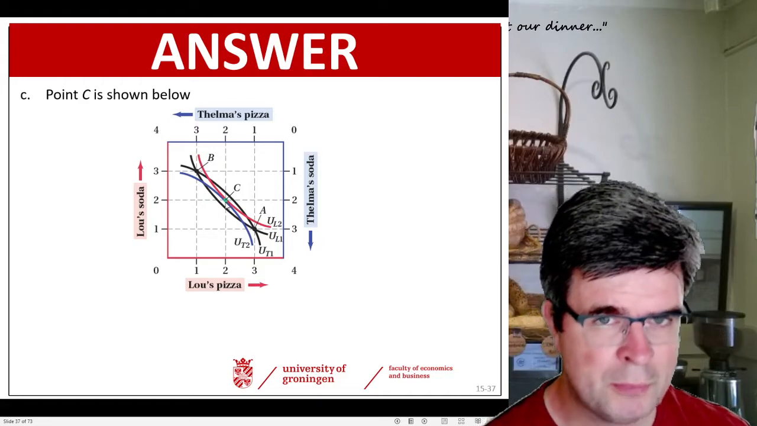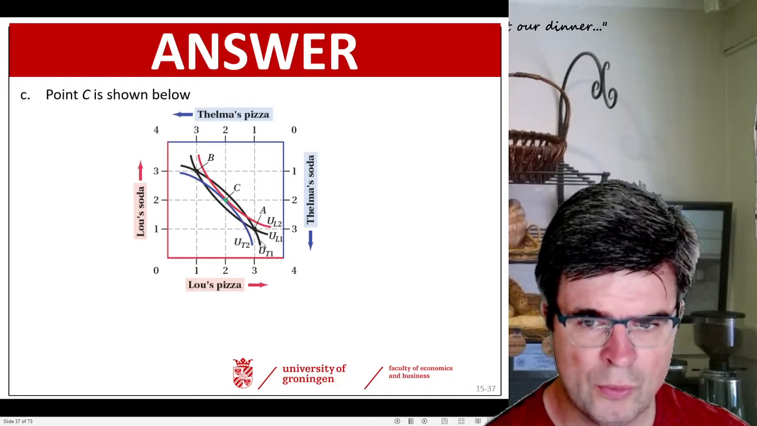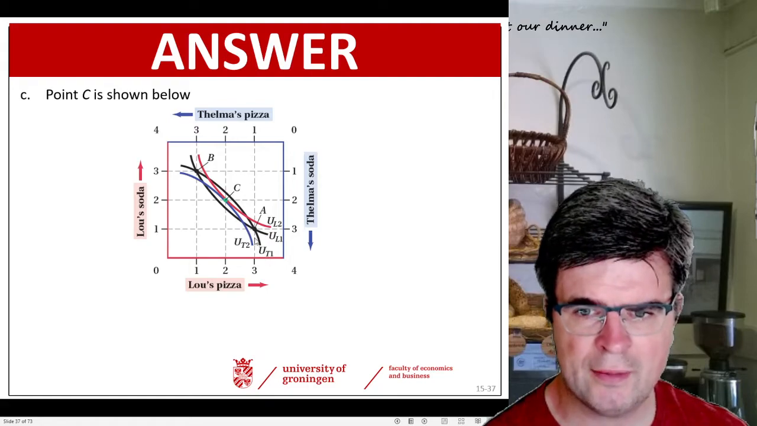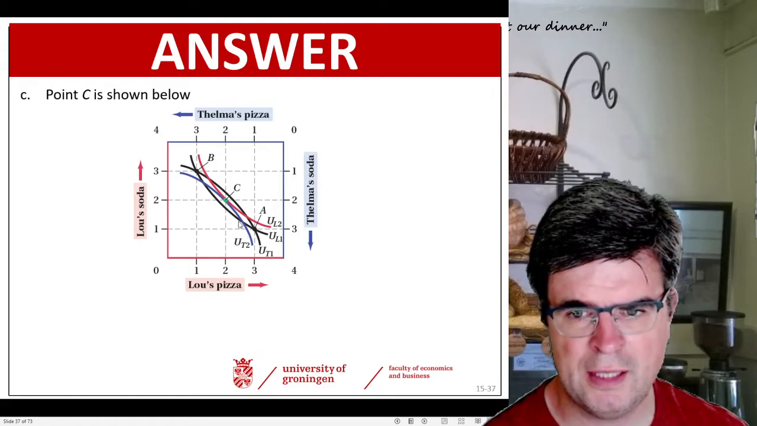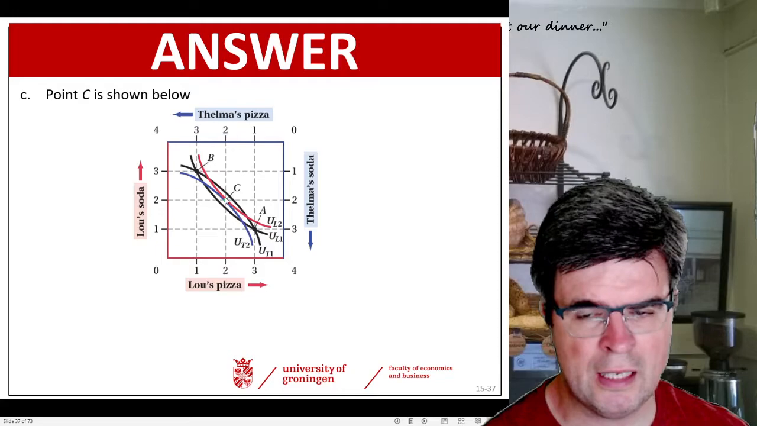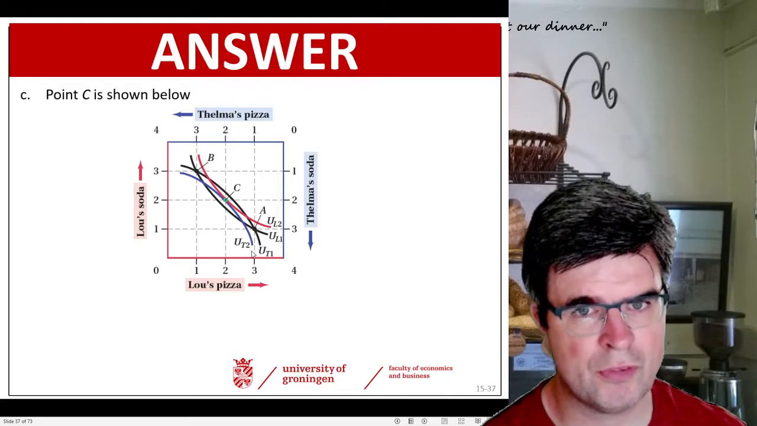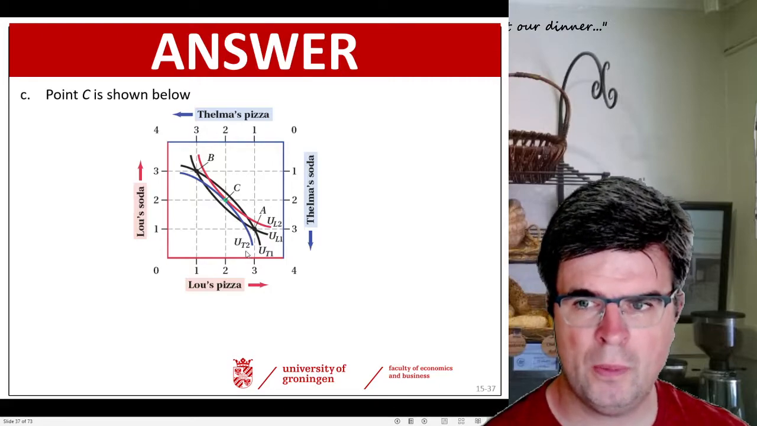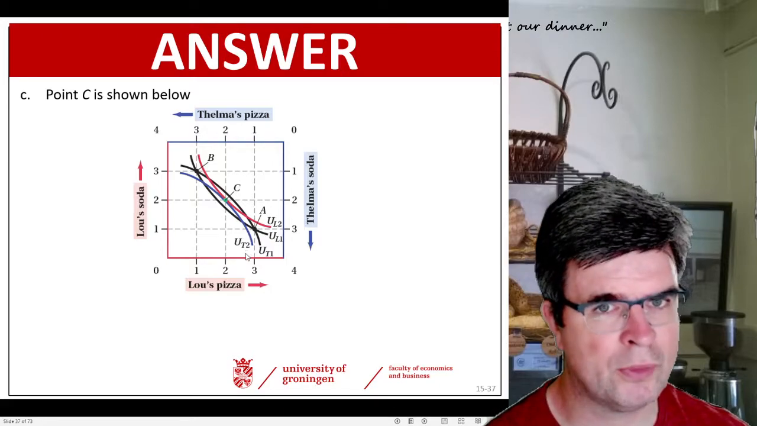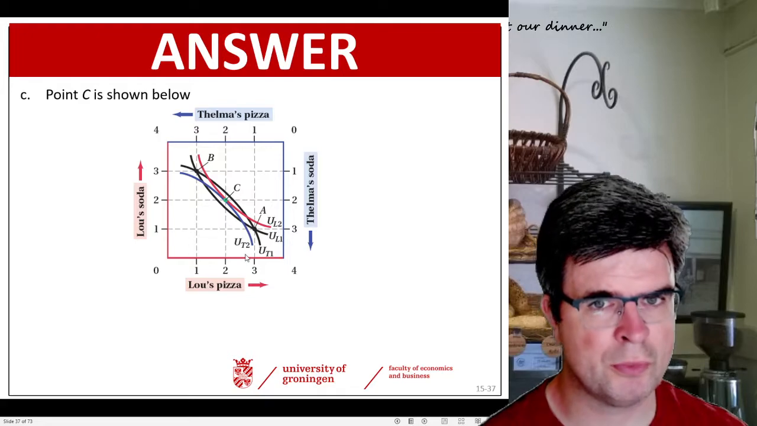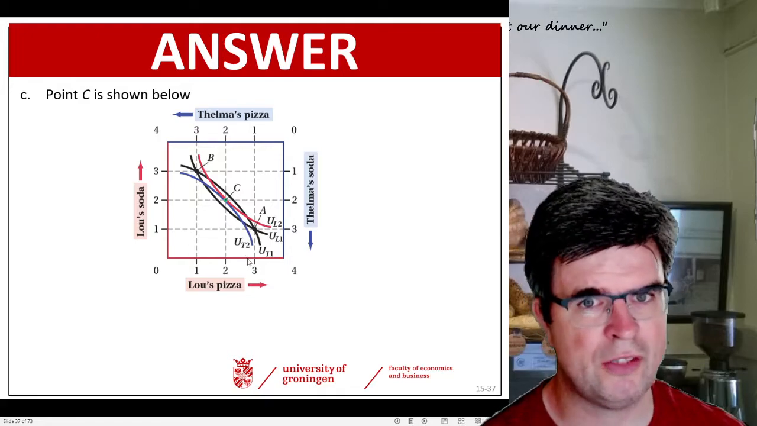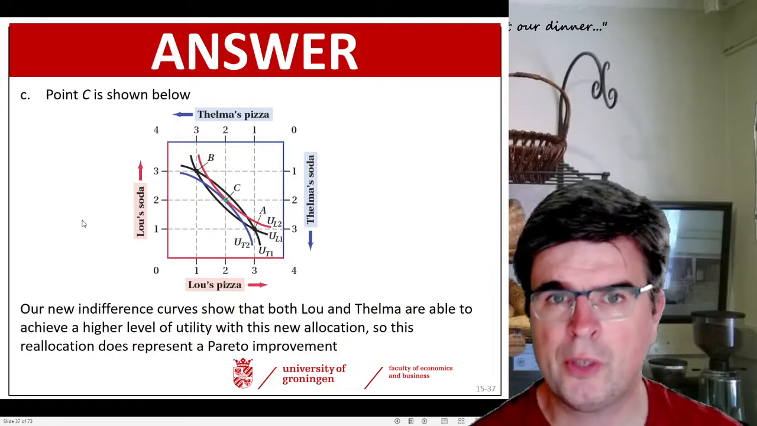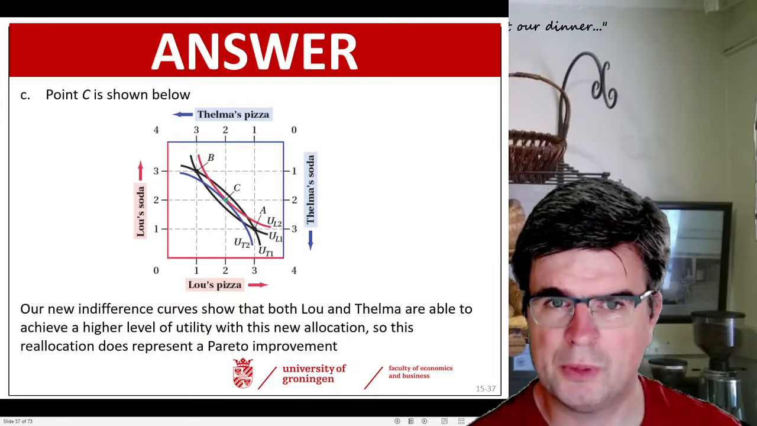But it also made Thelma better off because in the old allocation she reached a utility level UT1, and at the new allocation point C she can attain a higher indifference curve associated with a higher utility level UT2. So both are better off, and point C is a Pareto improvement compared to the initial allocation A. And that completes this quiz question and the answer to the quiz question.